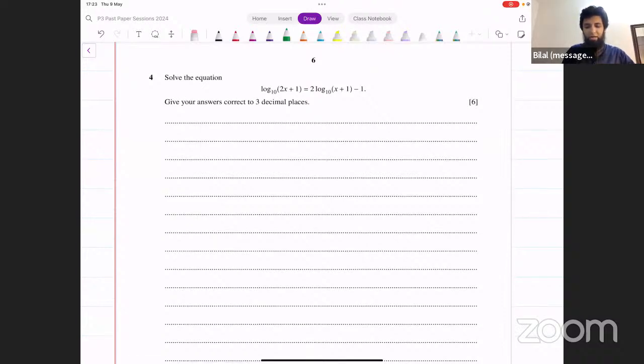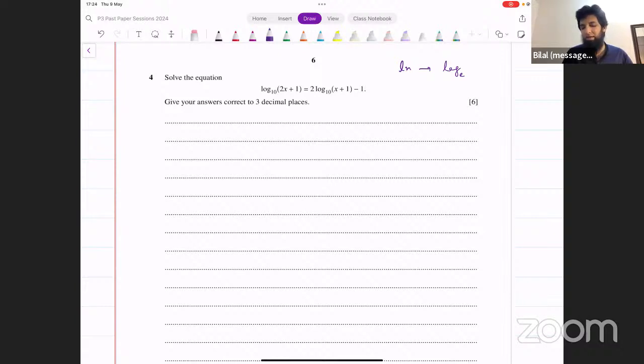You don't get log with other bases very often. In this case, the log base is 10. Mostly you get ln. So just know that it's just a different log with another base. Just like ln is log with base e, this is base 10 instead of log e, right? That's the only difference. You'll do it like you normally deal with log problems.